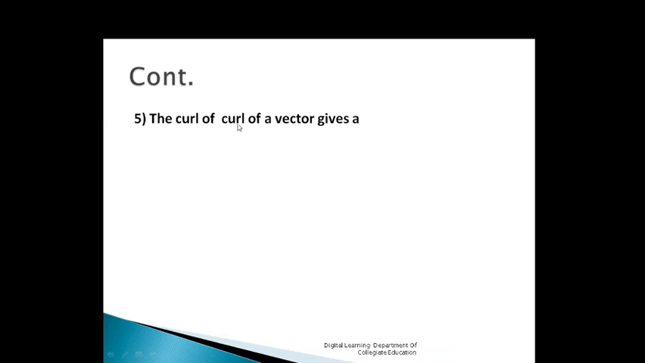Curl of a vector gives a vector, scalar, 0 value, or non-zero value. Curl of a vector gives a vector.